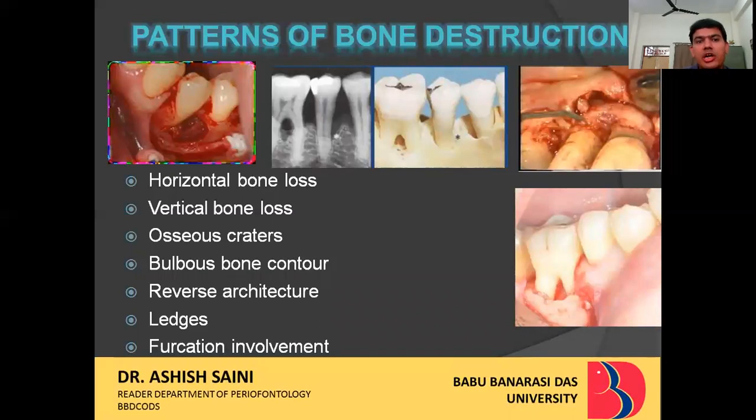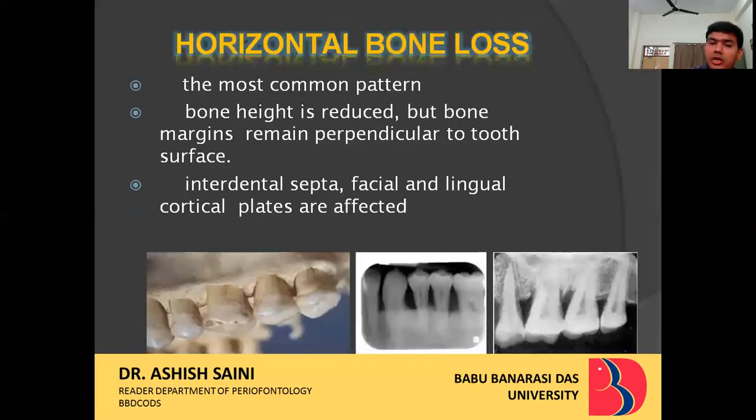Now, bone loss can occur in various patterns. It can be horizontal, vertical. It can be in form of osseous craters or bulbous bony contour, reverse architectural ledges or furcations. So horizontal bone loss is said to occur when the plane of bone loss is at an angle of 90 degrees, perpendicular to the long axis of the tooth. So this is the most common form of bone loss, and it is very tough to regenerate such loss of bone.